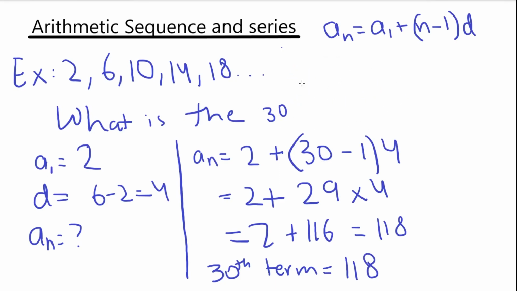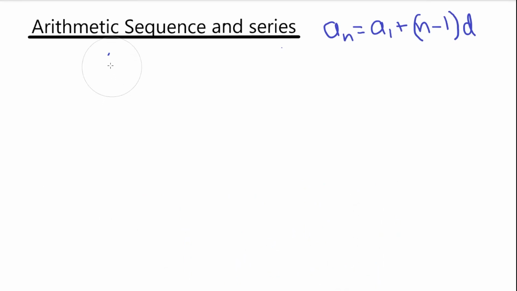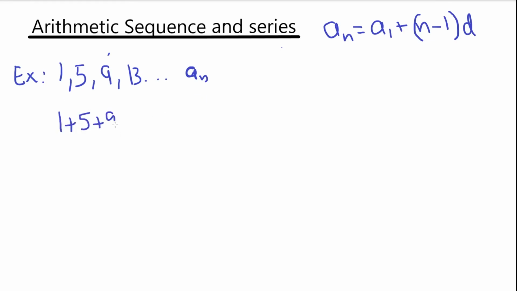Now let's move on to arithmetic series. What is an arithmetic series? An arithmetic series is basically the sum of all the terms in an arithmetic sequence. For example, if we're given an arithmetic sequence of, let's say, 1, 5, 9, 13, all the way to the nth term, the series of this sequence would be 1 plus 5 plus 9 plus 13 all the way to the nth term.